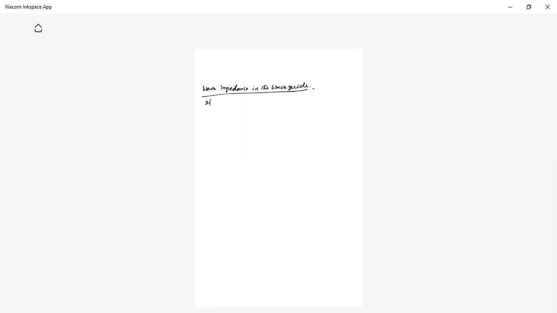You can write here: it is the ratio of the strength of the electric field vector in one transverse direction to the strength of the field vector in the other transverse direction.